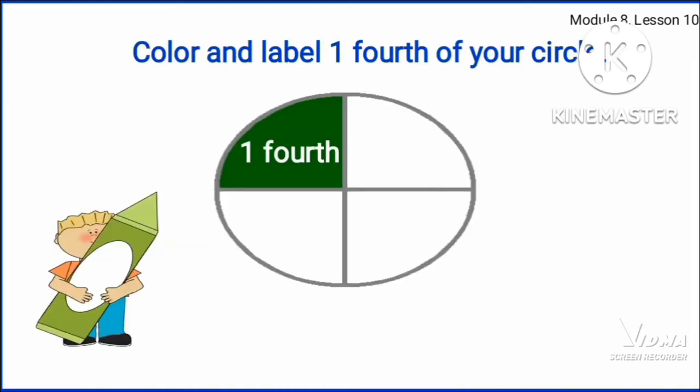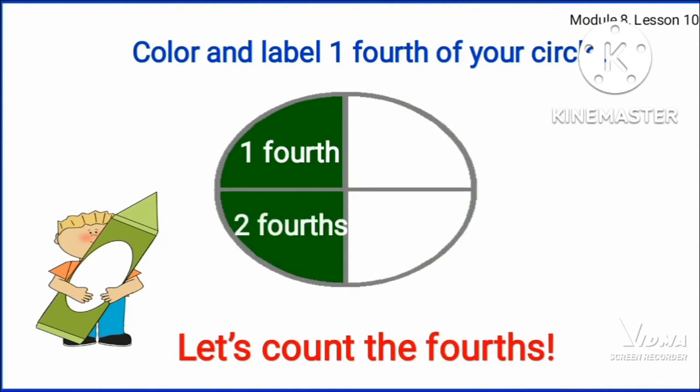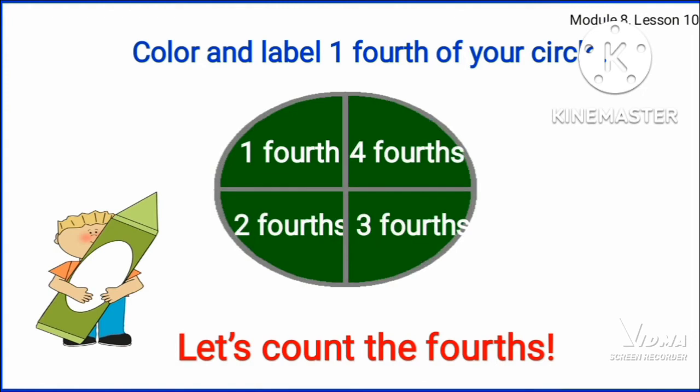Let's color and label 1/4 of your circle. Look at mine, 1/4. Let's count the fourths. 2/4, 3/4, 4/4. 1/4 is 1/4, that's a quarter. 2/4 is 2/4. And if you look at that line, when you have 2/4, it's the same as 1/2, like you share the whole circle into 2 equal parts. I hope you noticed that. Now, 3/4 is 3/4. And 4/4 is the whole circle. 4/4 is the whole.